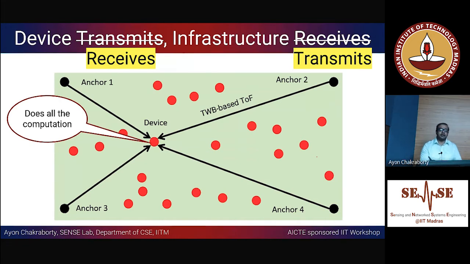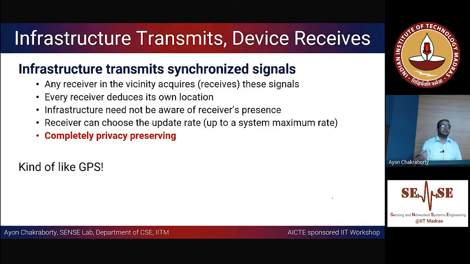But in a situation where I will have hundreds of devices, all of them interested in knowing their location, then I have to use this kind of architecture. The devices are going to receive and the infrastructure is going to transmit, and it is going to remove the scalability issue, because you will only have 4 anchors who will transmit. It will transmit at t equal to t1, then t equal to t2, t3, and t4. In 4 time slots I am done, and all the devices are going to get the location update simultaneously.